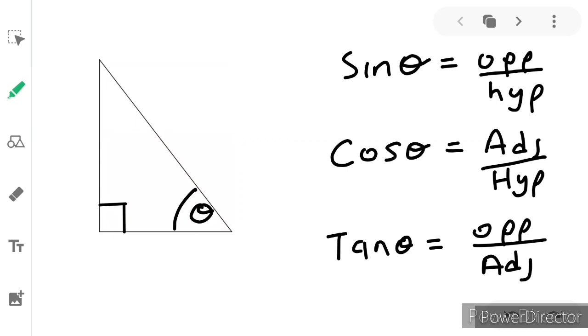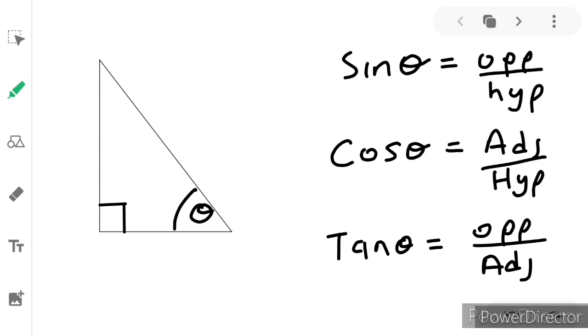Anyways, before we can go ahead and use these ratios, one of the most important things that we have to do first is label the triangles. And by labeling the triangles, I mean labeling the sides: the opposite, the hypotenuse, and the adjacent. Those three things are what we want to put on this triangle.